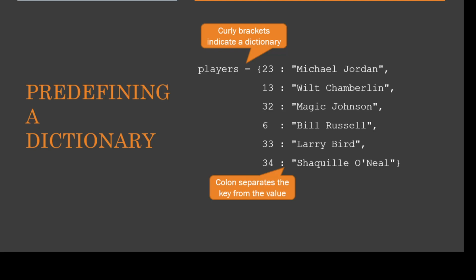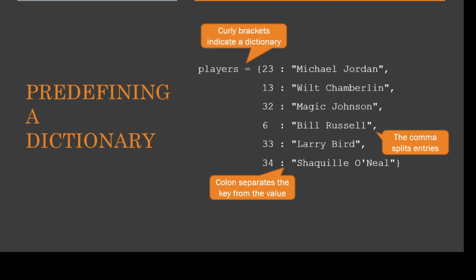The key has to be something that fits into a hashable item. So you can't use, I don't think I've ever seen a list or a set being used as a key. I don't think that'll work, but I don't know why you would want to anyway. The commas then separate each individual entry that goes into the dictionary. The items are called key value pairs. So 23 Michael Jordan is one item, 13 Wilt Chamberlain is a second item, and so on.